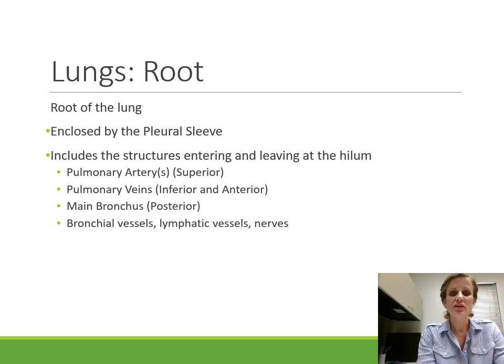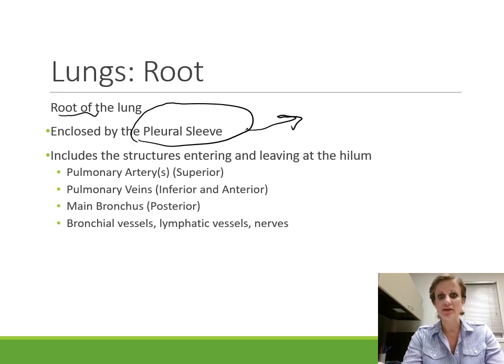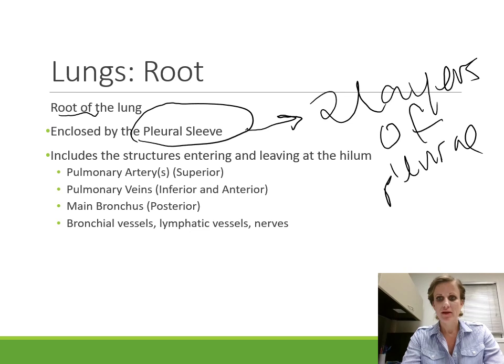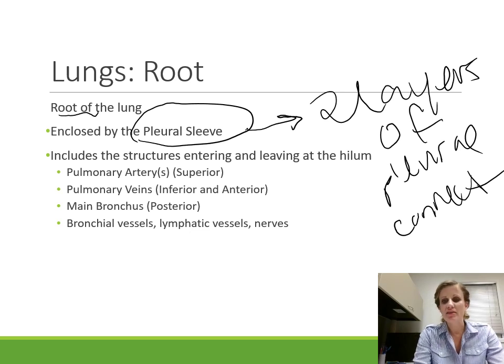So the root of the lung, remember we said, is enclosed by the pleural sleeve. And remember at this pleural sleeve, that's where the two layers of the pleura connect. Right, where the parietal and visceral layers are continuous with each other here at the pleural sleeve around the root of the lung. Again, this is the area where the structures enter and leave the lung, and the kind of slit or opening in the lung where they're specifically entering and leaving is called the hilum.